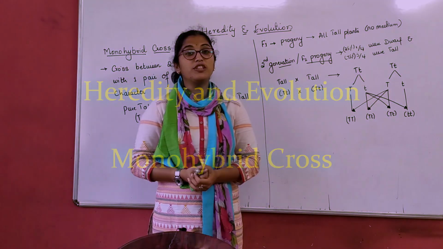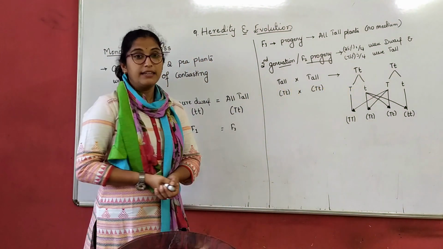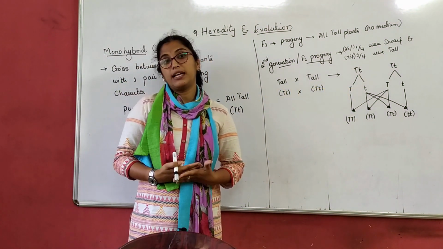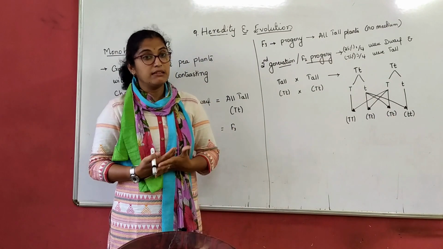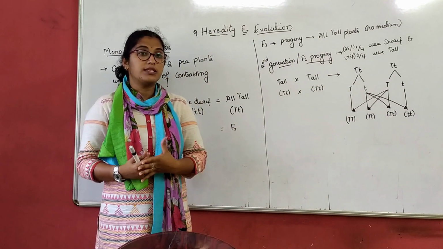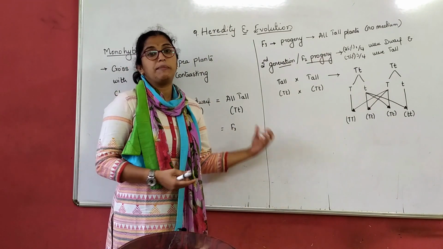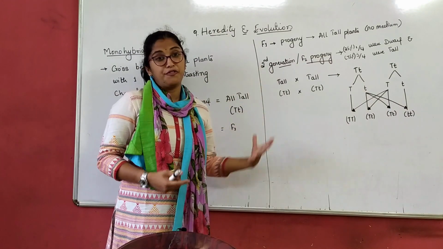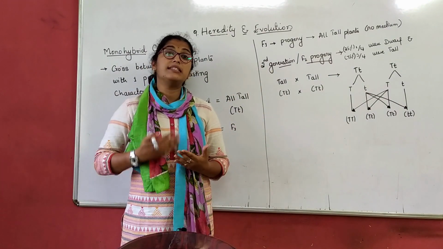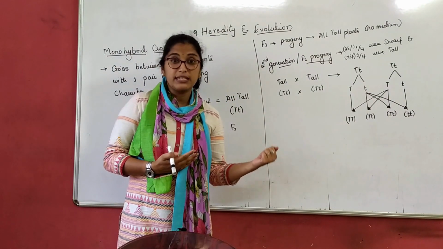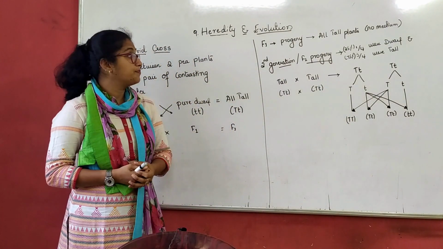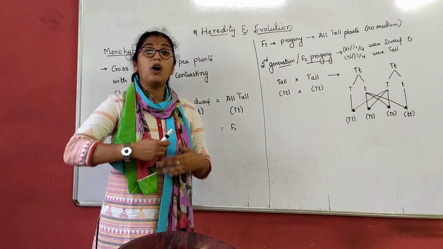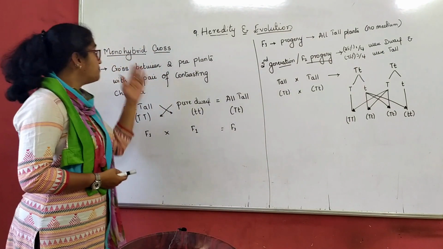So we'll start session 4 on heredity and evolution. In our previous class we understood about Mendel's experiment, why he chose the garden pea plant for his experiment, because he had a number of reasons, plus it gave us 7 characteristic traits with a single pea plant. So let us study now how Mendel carried out his experiment.